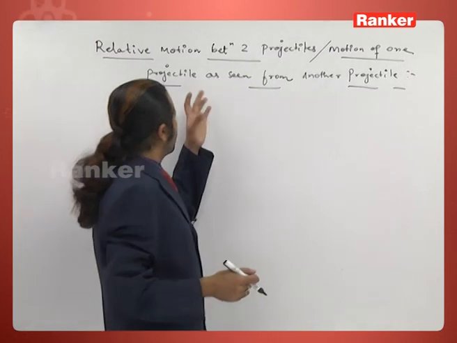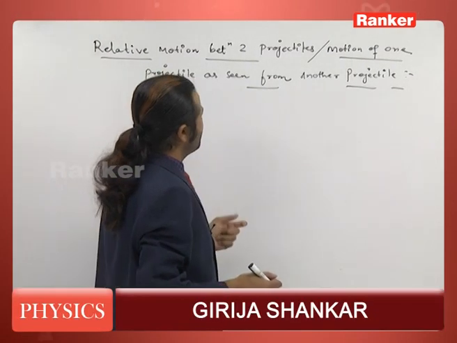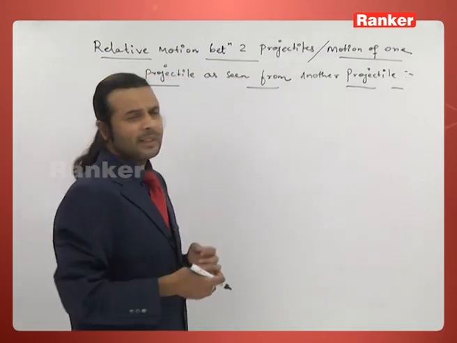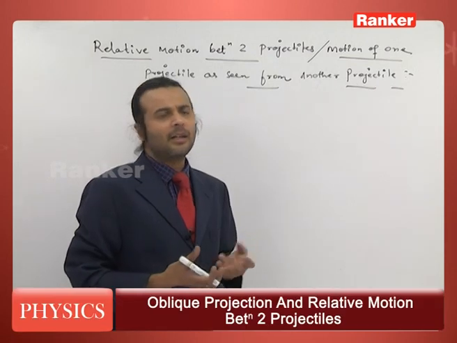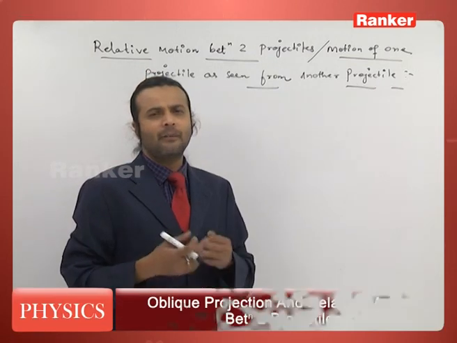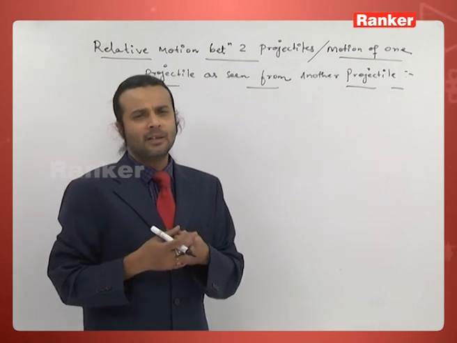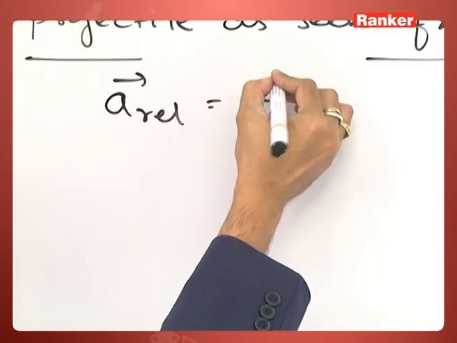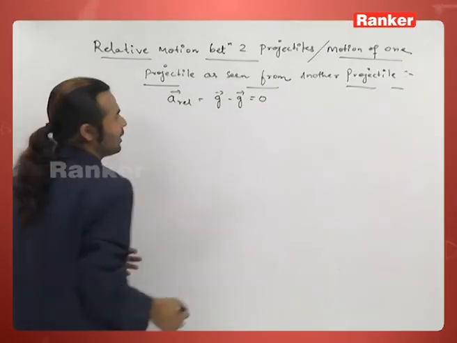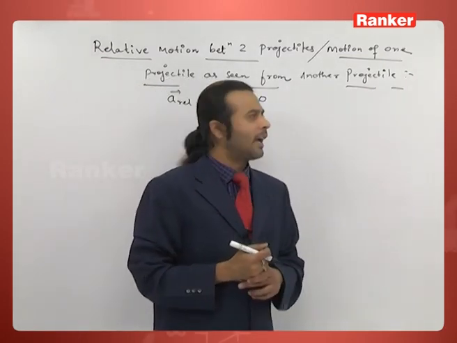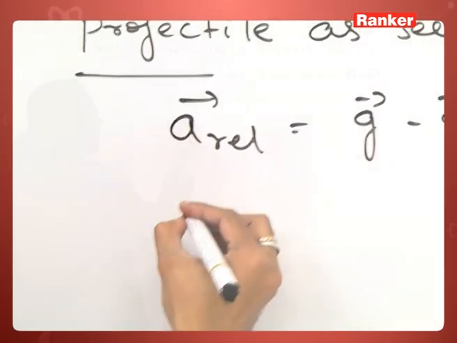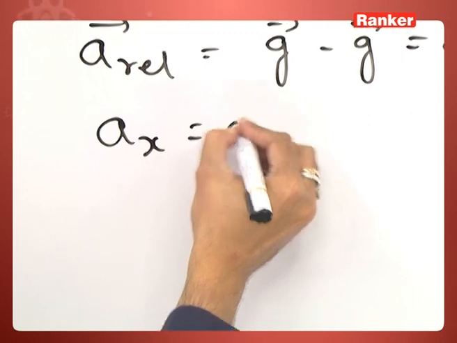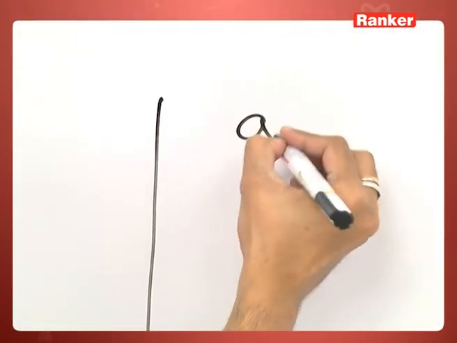Now this is a new section of projectile: relative motion between two projectiles, or motion of one projectile as seen from another projectile. Since these two projectiles are under the influence of gravity and the gravity magnitude as well as direction are same, so a relative is g vector minus g vector becomes 0. That means there is no relative acceleration. Since we are talking about projectile in two dimensions, so ax is 0 and ay is 0.